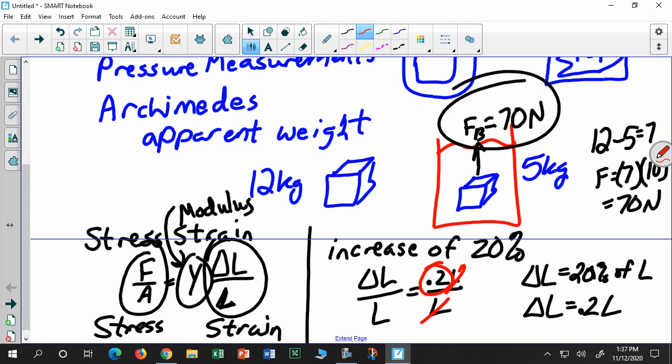You understand what I'm saying there? That you can work this problem if I just tell you the percentage by which it's increased. Because you don't really need to know what delta L and L are if I tell you that it's increased 20% in length. Okay? That's a little bit different than problems I've asked before. It's still the same problem, it's just presented a little bit differently.